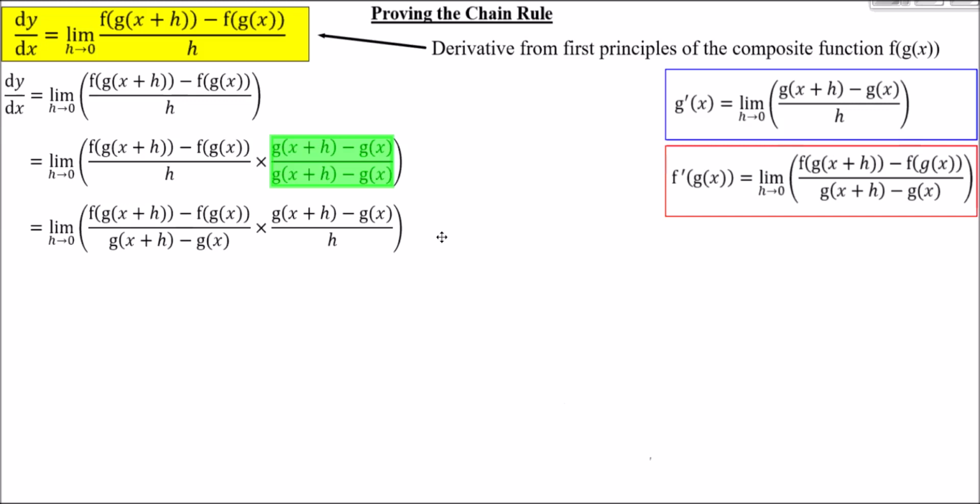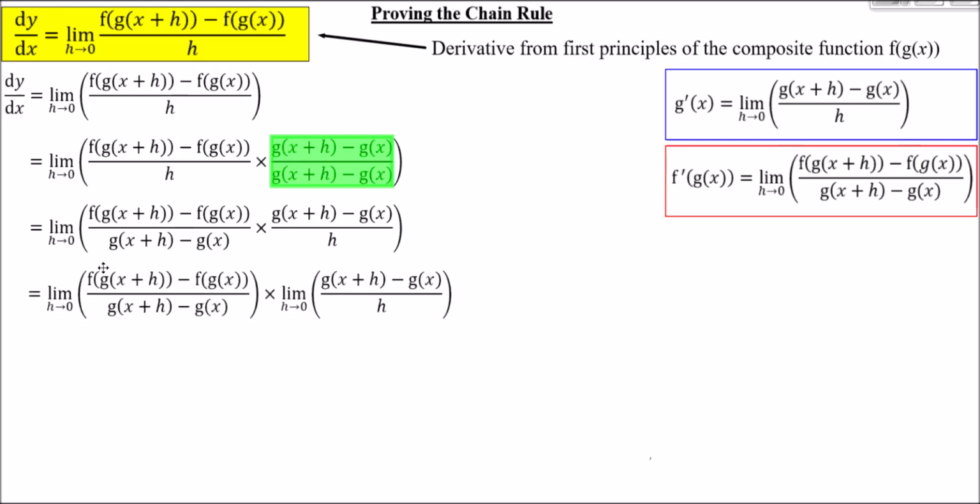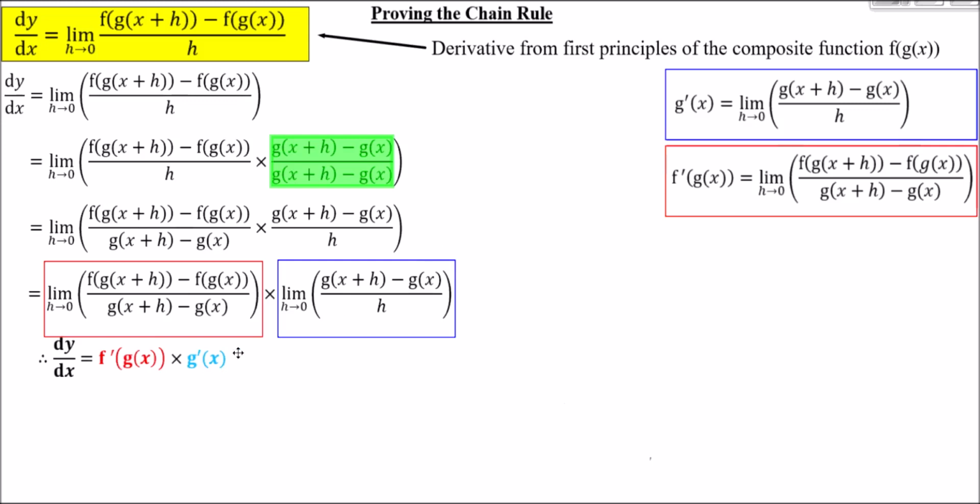And from the start of the video, like I said, the limit can be split into two. So if I split the limit here, we've got the limit of this thing here, which is the same as f dashed g of x, multiplied by this limit here, which hopefully you can see is the same as g dashed x. So dy by dx is therefore f dashed g of x in red multiplied by g dashed x in this blue box. And we've basically got it there. That is the chain rule.